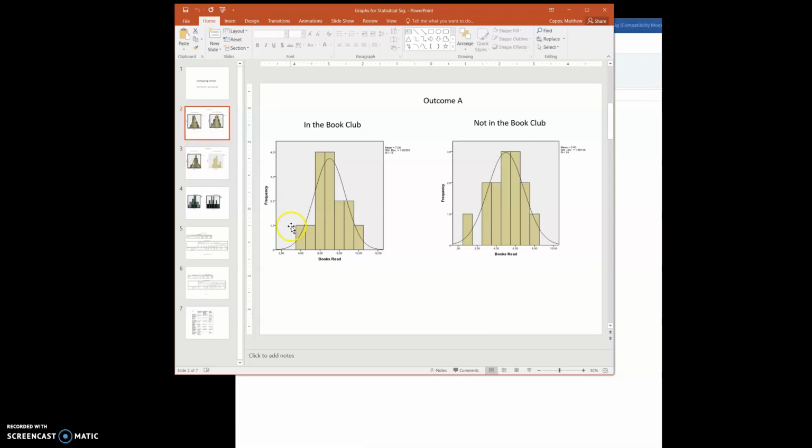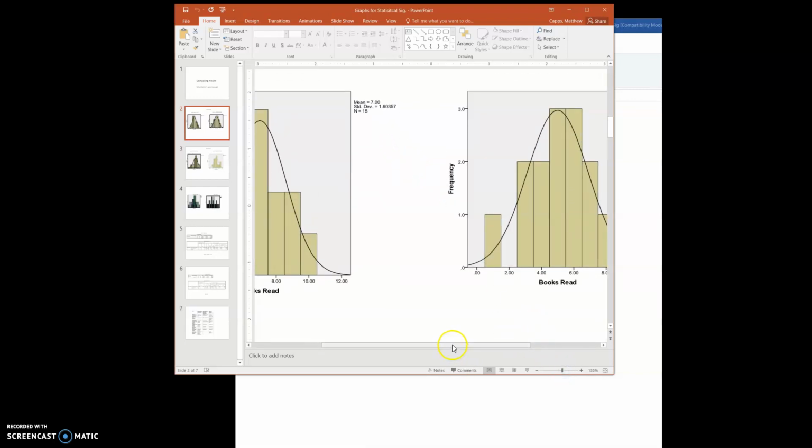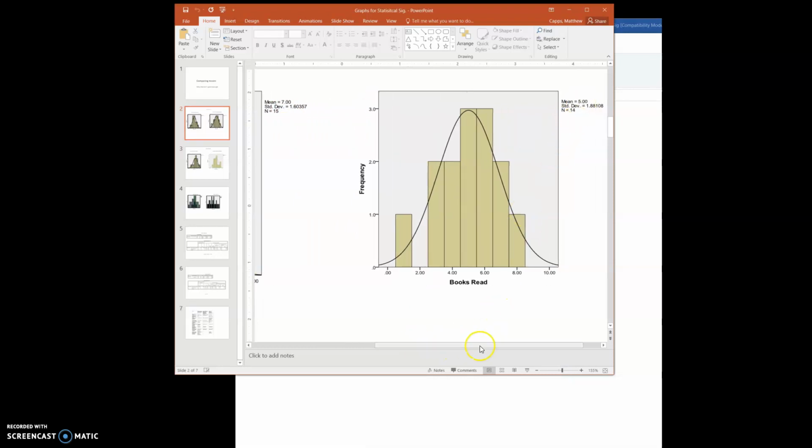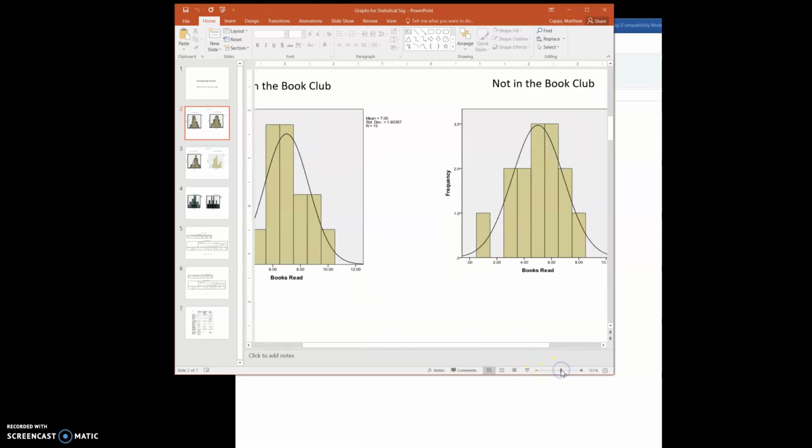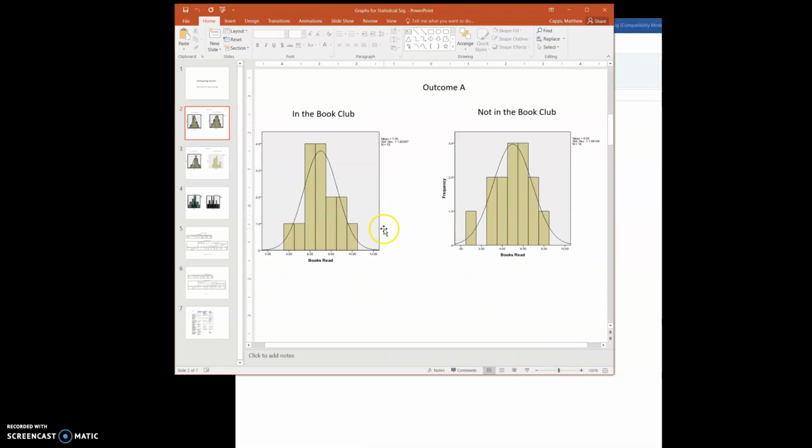So this is just a normal distribution. These are the students that are in the book club. These are the students who are not. And right here, let's see if I make that a little bigger, you can see the mean for each of those. So on the surface, we would assume that being in the book club makes a difference because the kids in the book club are reading more books than the kids who aren't.